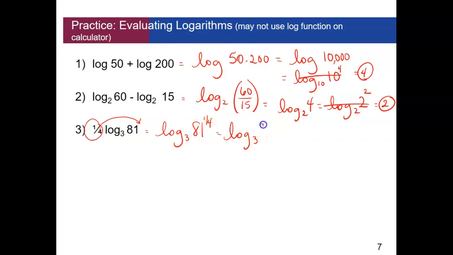Okay, this is the same thing as 3 to the 4th power, and then that's going to be raised to the 1/4. So I've got log base 3 of just 3, because the 4 and the 1/4 multiply together to give me 1. So my answer here is just going to be 1.